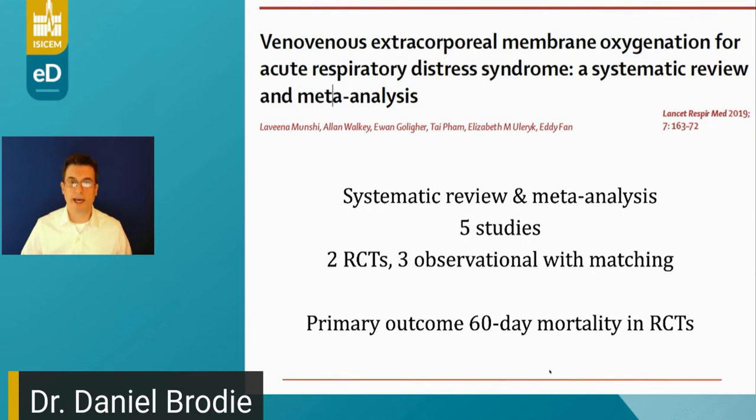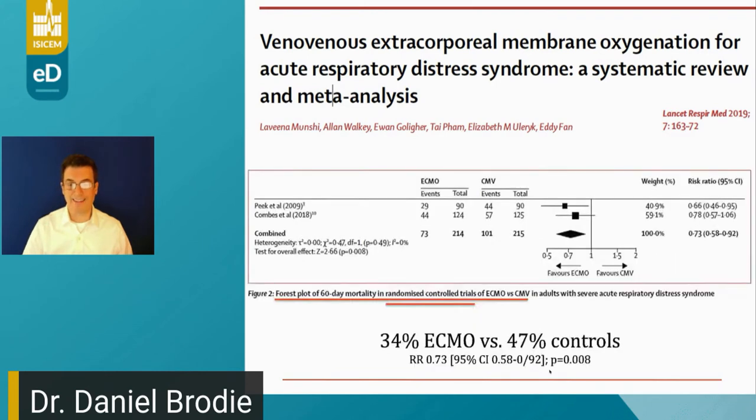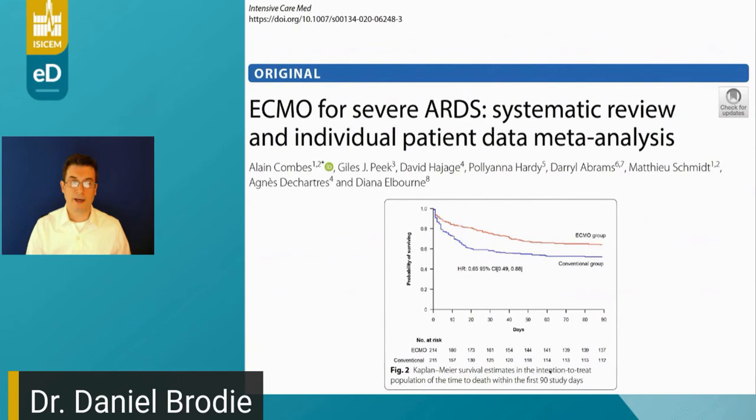This is a subsequent systematic review and meta-analysis by Levine and Munshi, Eddie Fan and colleagues. They looked at 5 studies, but they focused on the 2 RCTs as the primary outcome for 60-day mortality. Here you can see that in those 2 RCTs, as it was in the 5 total studies, it favored ECMO with 34% mortality in the ECMO group versus 47% in controls. Alain Combs and Giles Peake led this study in ICM, published recently. It's an individual patient data meta-analysis from the 2 RCTs, again, showing a hazard ratio of 0.65 for mortality in the ECMO group.